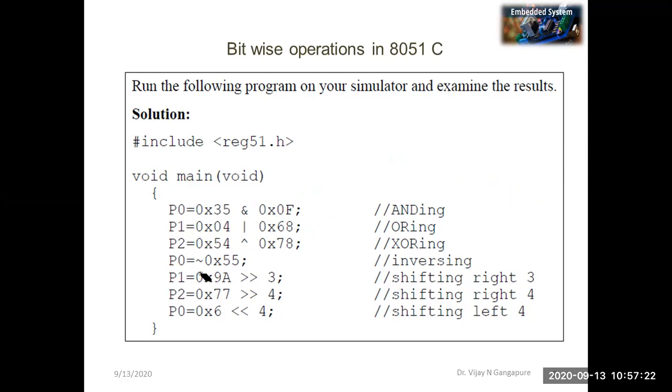Okay, now next is 0x54 ^ 0x78. That is a bitwise XOR operator between the data 0x54 and 0x78, and the result will be output to port 2. Now see how this operator operates.